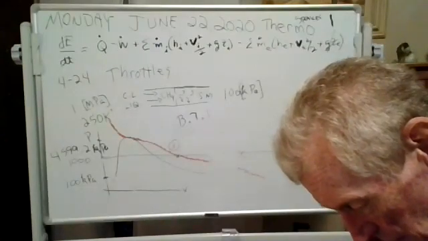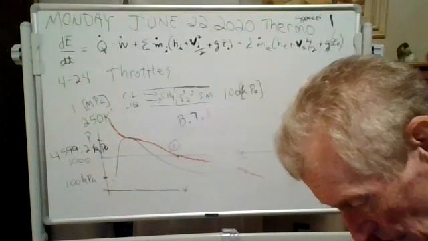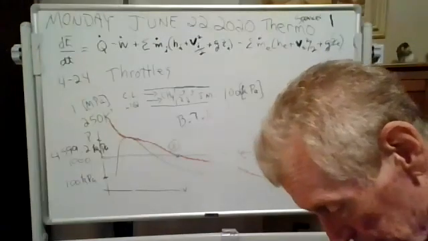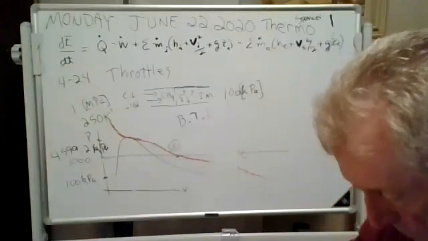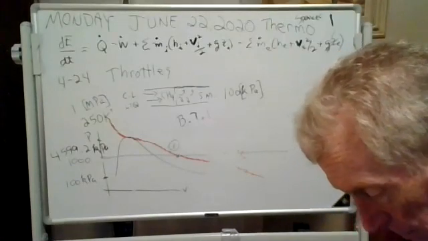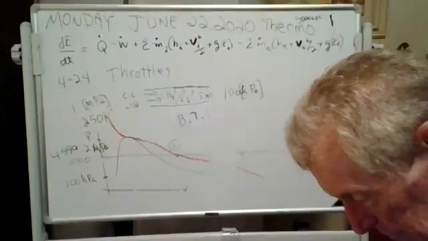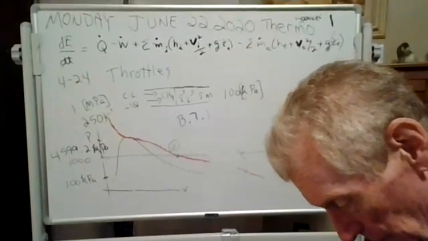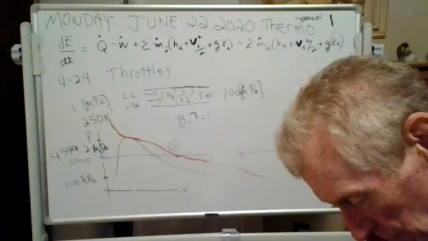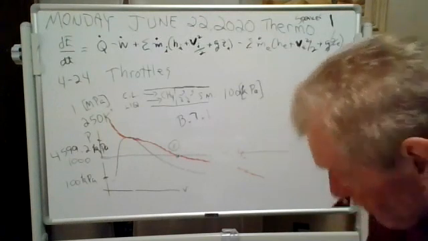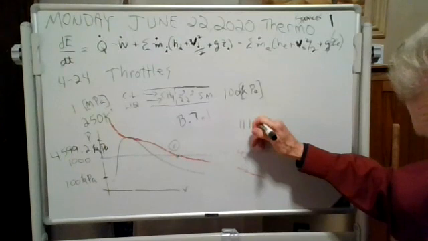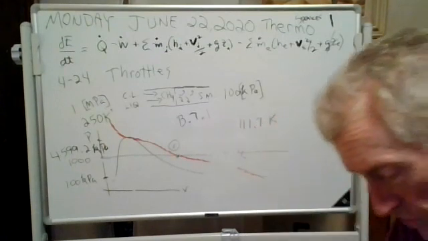I'm just having senior moments all over the place here. They're in Kelvin, aren't they, Spencer? They're in Kelvin. Okay, so 100 kilopascals. They don't have a 100 kilopascals. They have 101, but it's 111.7 Kelvin, isn't it? Okay. 111.7 Kelvin. Holy cow, that's really cold, isn't it?